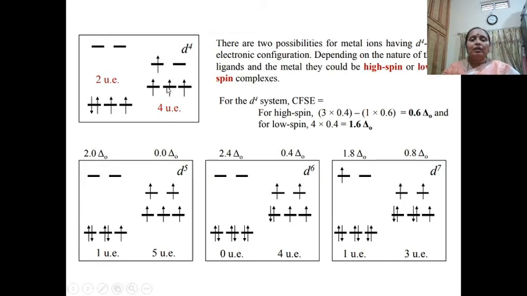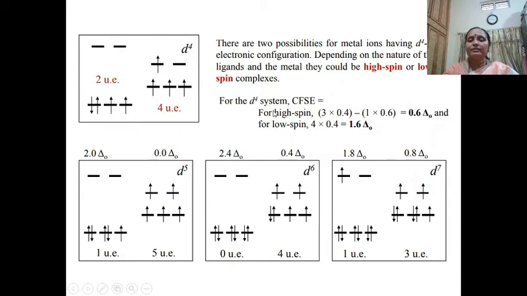Coming to d4, d5, d6, d7. In this case, there is going to be another electron, and there are two possibilities where the electron is going to enter. In case of strong field, the electron is going to get paired up. But in case of a weak field, the electron will not get paired up, so one of the electrons will enter into the Eg. But in a strong field, the electron will enter into T2g.